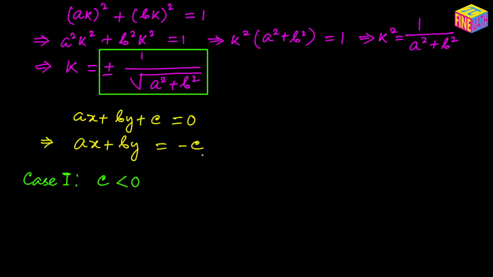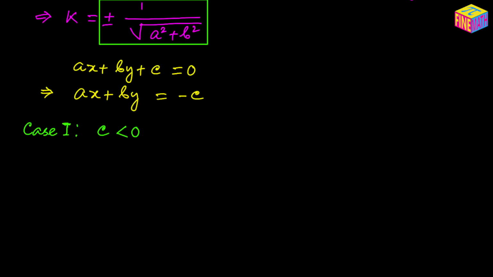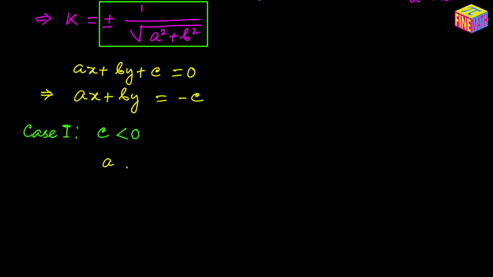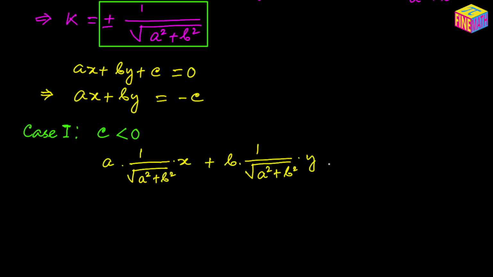That means negative c would be a positive number, so our right hand side is just fine. Then all we need to do is multiply by the positive value of k. So when c itself is a negative number, then we are going to multiply by the positive value of k. So it would be a times k, and for k we are going to use the positive value, so that would be 1 over square root of a squared plus b squared times x, of course, plus b times k, again 1 over square root of a squared plus b squared times y, of course, is equal to negative c times 1 over square root of a squared plus b squared.